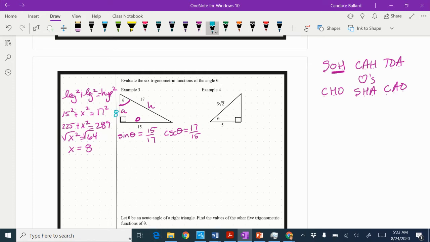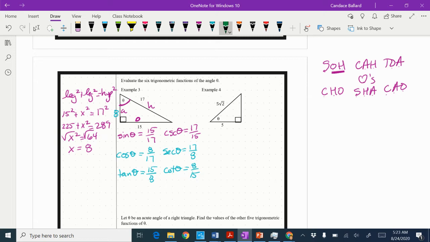So now I can get my cosine would be my adjacent 8 over my hypotenuse 17, which means I get my secant by doing the reciprocal, 17 over 8. My tangent of theta would be the opposite 15 over the adjacent 8, and my cotangent would just be the reciprocal, 8 over 15.